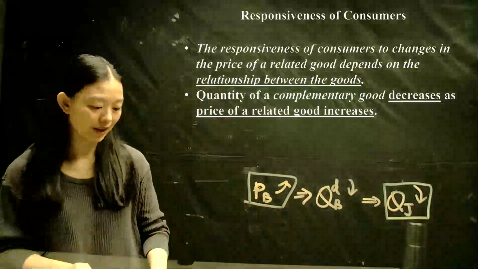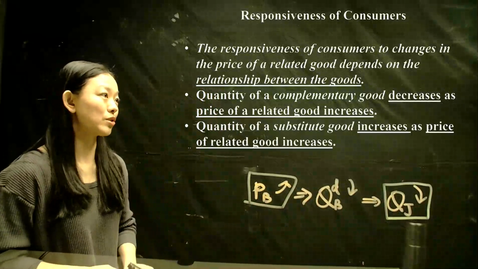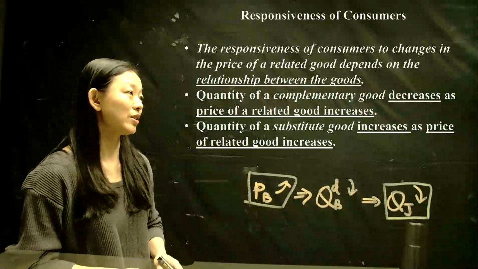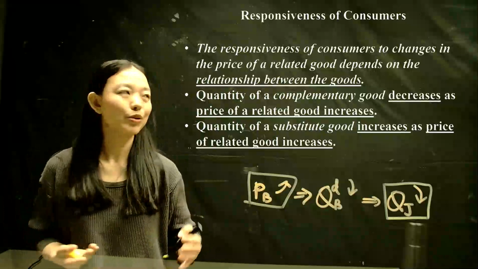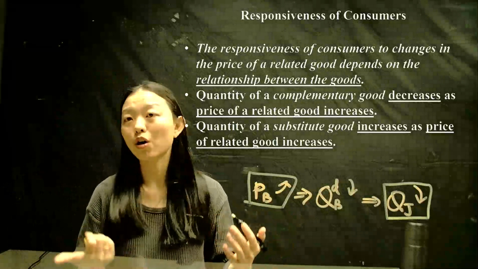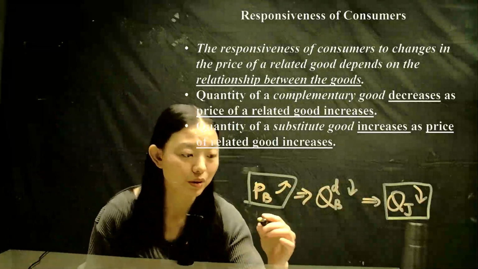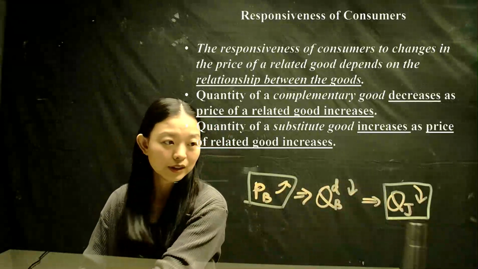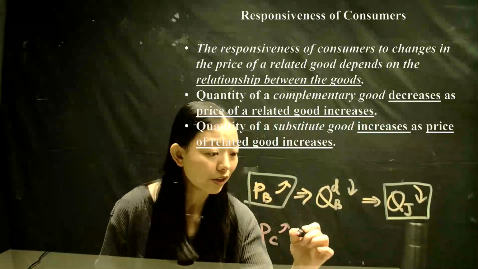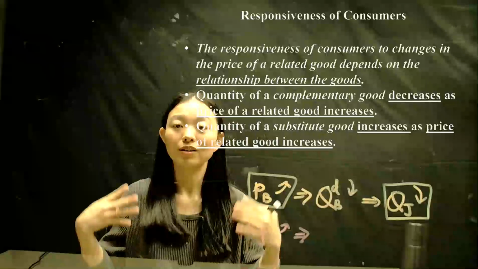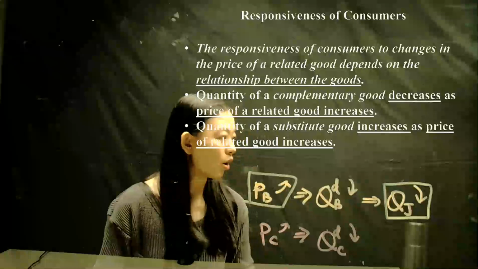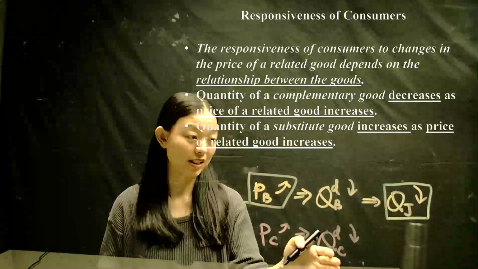They are complements. Another one comes from substitutes. The quantity of a substitute good increases as the price of the related good increases. Let me also give you one example, to make this statement easy to understand. Think about Coke and Pepsi. We always treat Coke and Pepsi as substitutes. Let's see if the price of Coke increases. Consumers' first reaction will be to decrease the quantity demanded of Coke. Coke price increases, the consumption of Coke decreases.